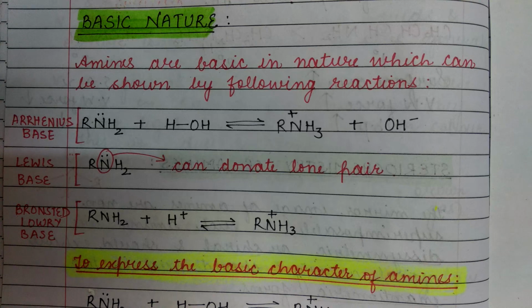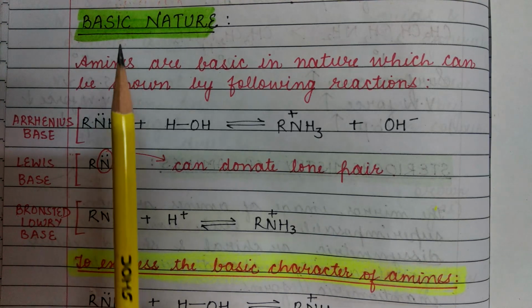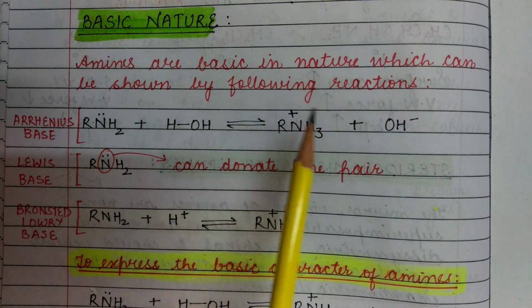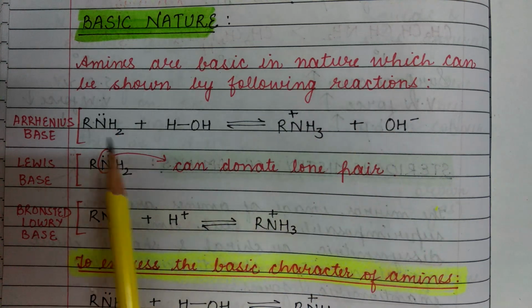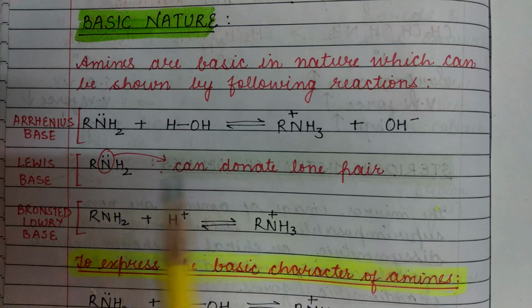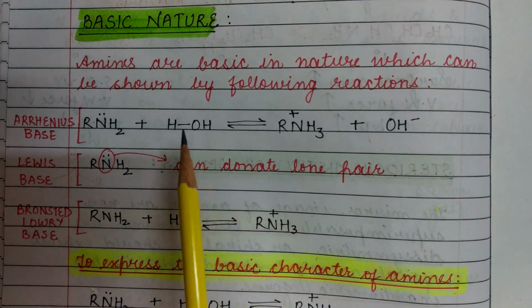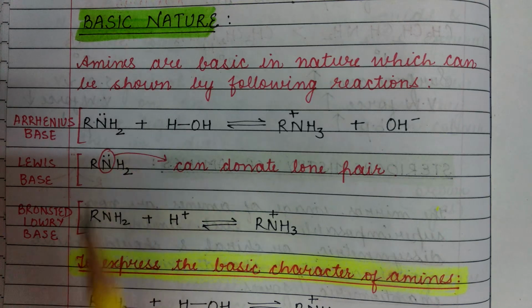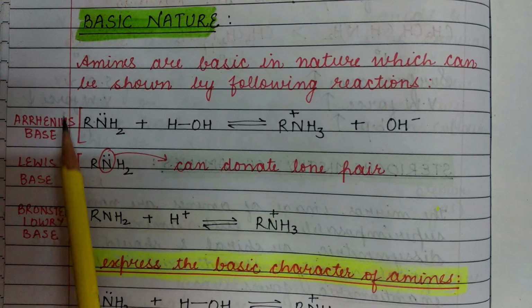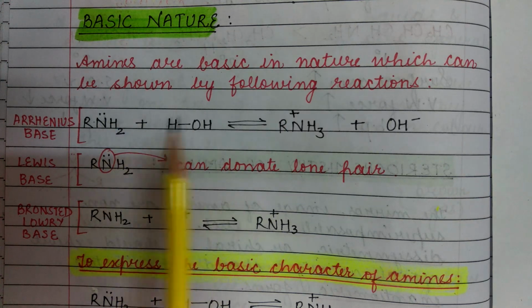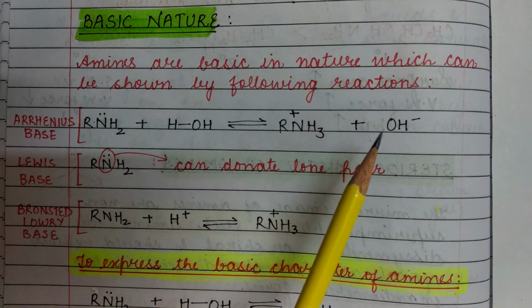Now, a very interesting topic of this chapter is the basic nature of amines. Amines are basic in nature, which can be shown by the following reactions. When an amine reacts with water, it forms RNH3 positive plus OH negative. It takes H positive from water, and according to the Arrhenius theory of bases, bases are those which gain H positive, and hence amines are basic in nature.